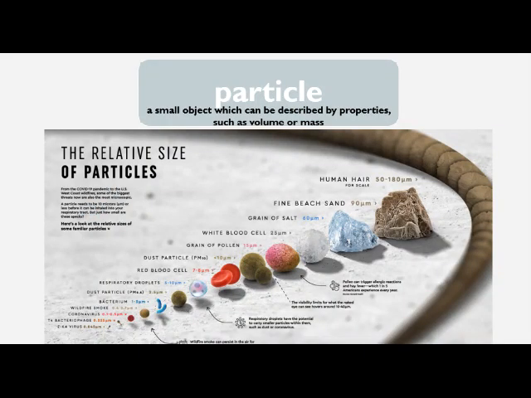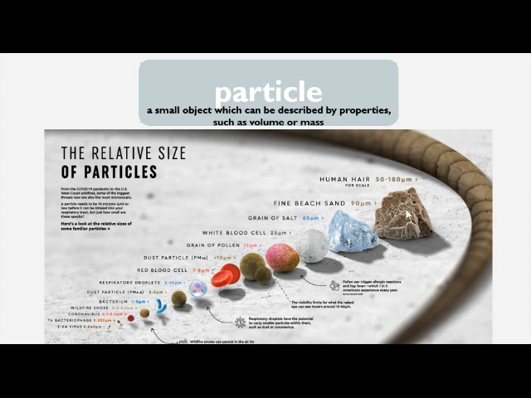Particle. A particle is a small object which can be described by properties such as volume or mass. This is a really cool image because all of these particles have been magnified or made to look much larger than they actually are. This big brown rope-looking image that you see is actually a human hair. So think about the hairs on your head right now. They're not nearly this big, right? So this is magnified to look much larger.